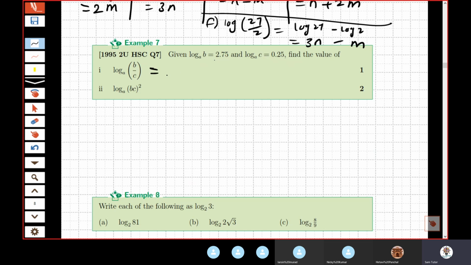What do we do? It's a divide, so would it be minus? What would you write? Log B minus log C. Yep. Which equals? 2.75 minus 0.25. You just got yourself 1 mark in the HSC. Good stuff.